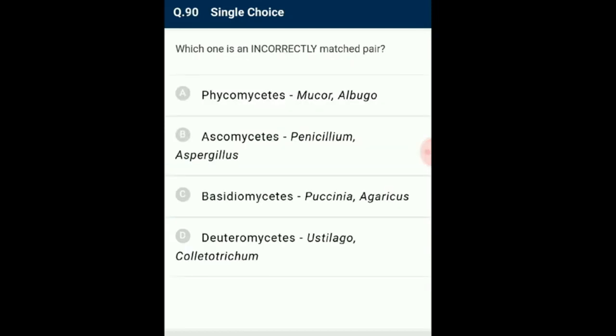Question number 90 is the last question. Which one is an incorrectly matched pair? Phycomycetes, example Mucor and Albugo. Yes, it is correctly matched. Ascomycetes, example Penicillium and Aspergillus. That is also correctly matched. Basidiomycetes, example Puccinia and Agaricus. That is also correctly matched. The third one is Deuteromycetes, example Alternaria and Colletotrichum is given. It is wrongly matched, so it is incorrect. Here Trichoderma and Colletotrichum are examples, so Alternaria is incorrectly matched. So the correct option is D.